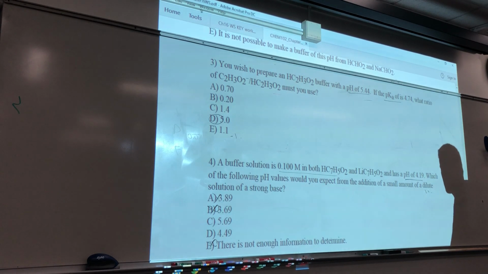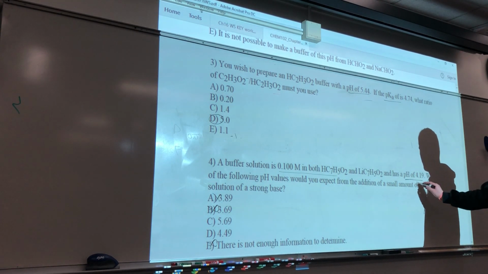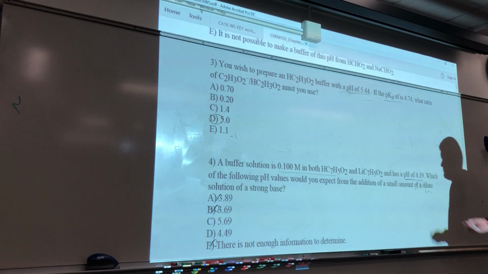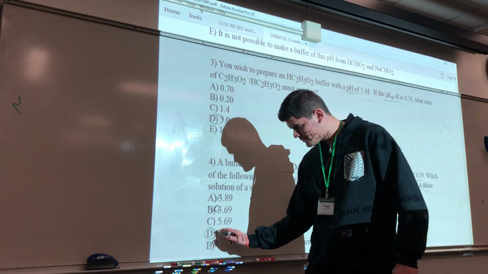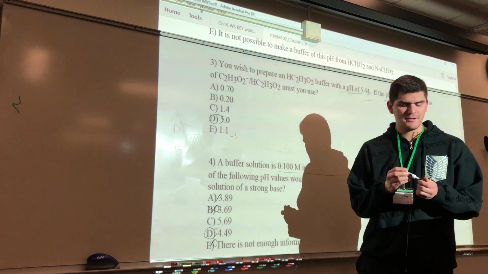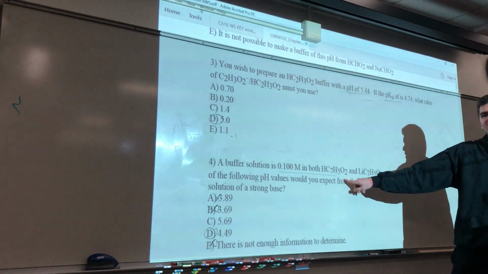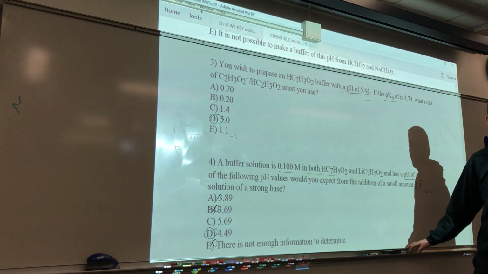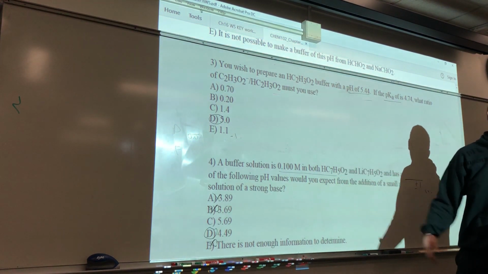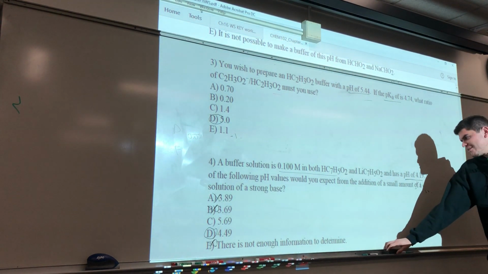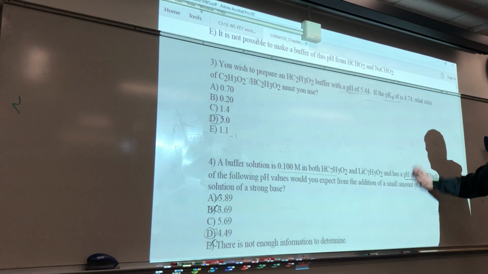Technically there's enough information to determine that it's definitely 4.49. Can I tell you why it's not C? What's the range of this buffer? It's plus or minus one, right? Yeah, plus or minus 1. You could theoretically find the pKa of this compound and then determine it, but you can just look up the pKa online. You could do it, but it's a little weird.